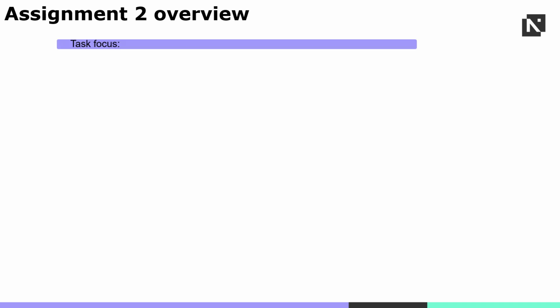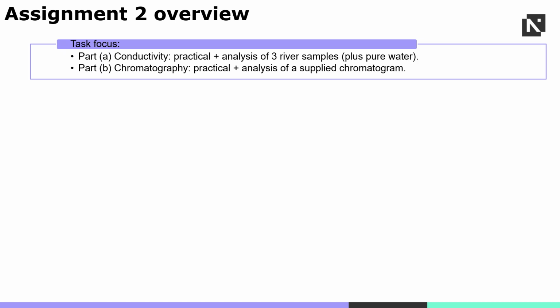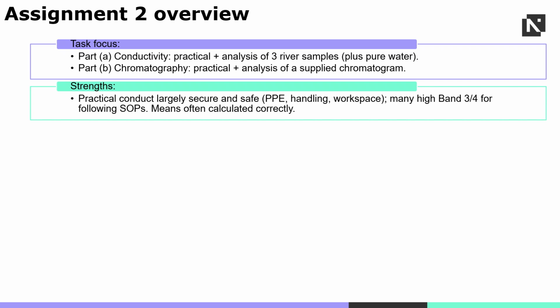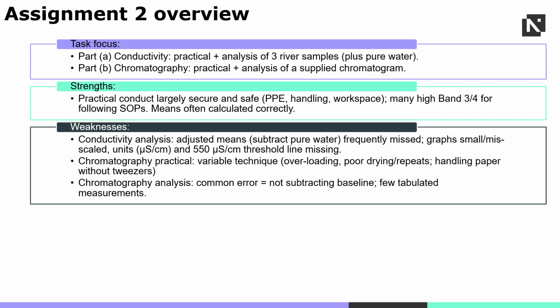So assignment 2 has 2 practicals, each with analysis. Part A was conductivity of river samples and part B was chromatography with interpretation of the chromatogram. The strengths in this series, across both parts, are that practical techniques and safety are secure. Learners follow SOPs, handle equipment appropriately and usually compute basic means correctly. The dips are in analysis.